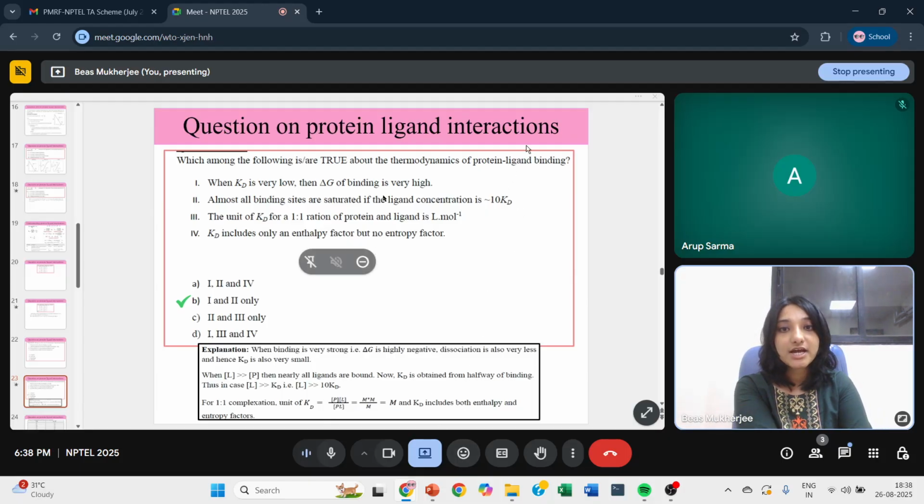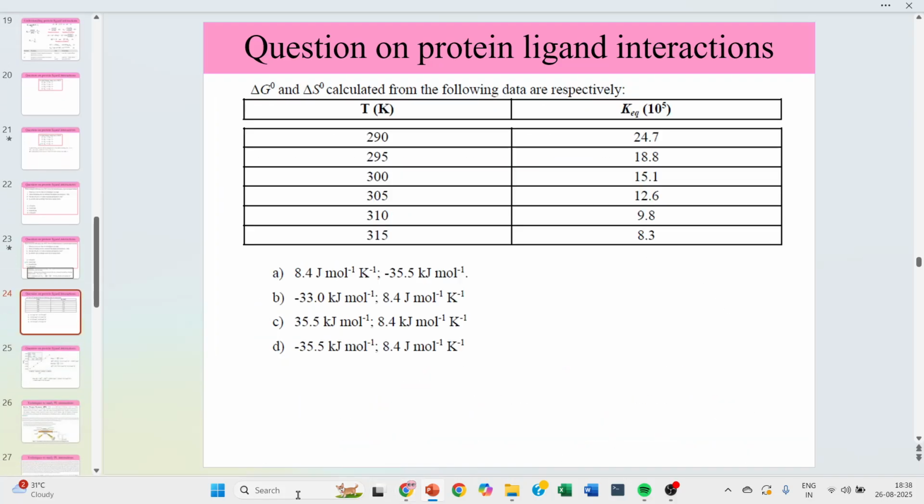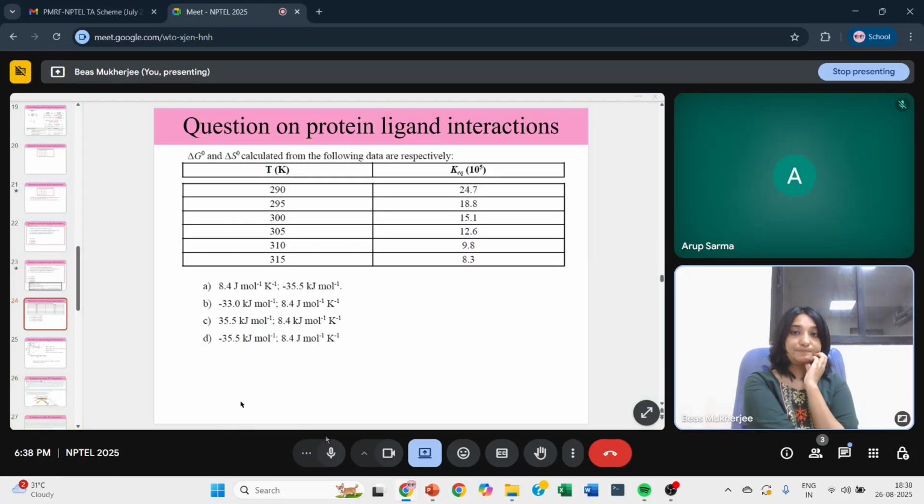Because this statement is correct. The second statement is correct, and for the first one, the explanation is given here. Okay. Now this is a numerical that they have given you. So delta G naught and delta S naught calculated from the following data are so and so.